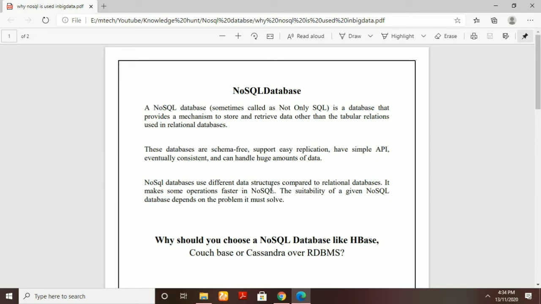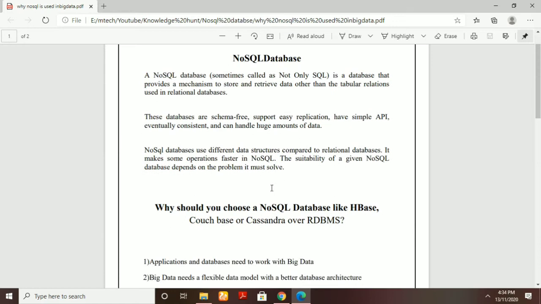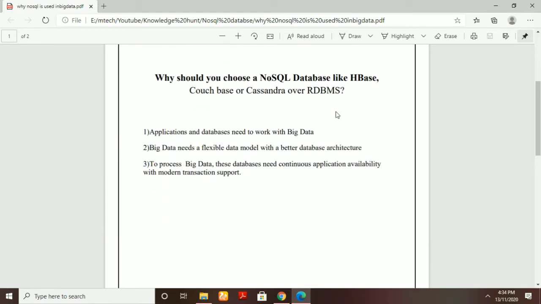So why are we going to choose a NoSQL database instead of the traditional database for big data? Some of the NoSQL databases are HBase, Couchbase, and Cassandra. Why do we choose these over SQL or the traditional databases? Because whenever we are working with big data, we have to work with a large amount of data. The applications and the database need to work with large amounts of data. To manage this, we have to use NoSQL instead of the traditional databases.